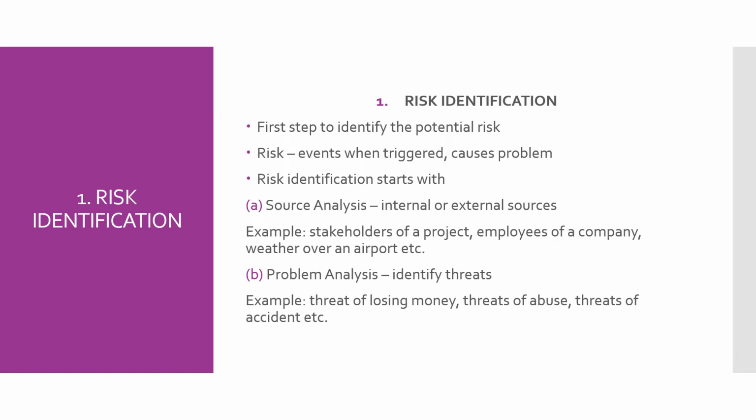The first step in the risk management process is risk identification. We have to identify the potential risk. Either we identify those events which, when triggered, cause a problem, or we identify the problem itself. For that we have source analysis and problem analysis. Source analysis can be internal or external to the system of this risk management. For example, stakeholders of a project, employees of a company, weather over an airport: all these are sources from which we can get information about the problems or the risk.